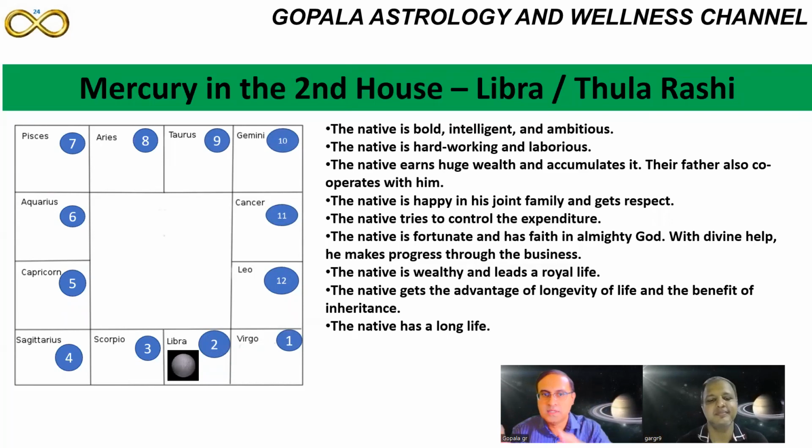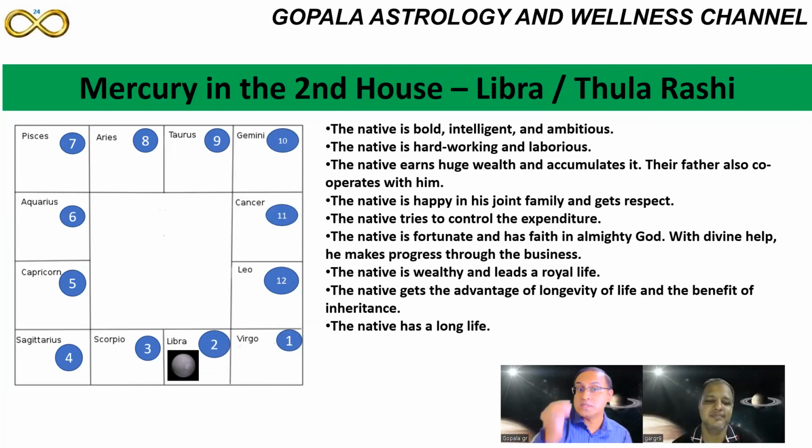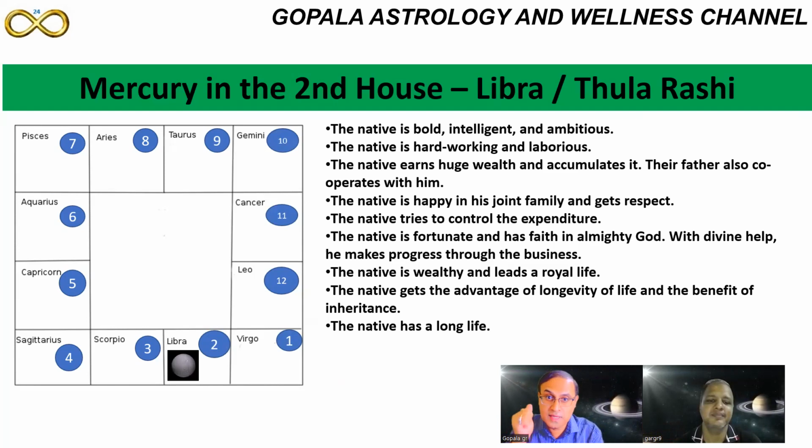Now a logical thinking and communication planet, Mercury goes and sits there. So it is going to make the person very bold, intelligent, hardworking, laborious, and he accumulates huge wealth. Again, the wealth that he got from his parents, he's going to multiply as well. And he's very commercial. Mercury is a very commercial planet here.